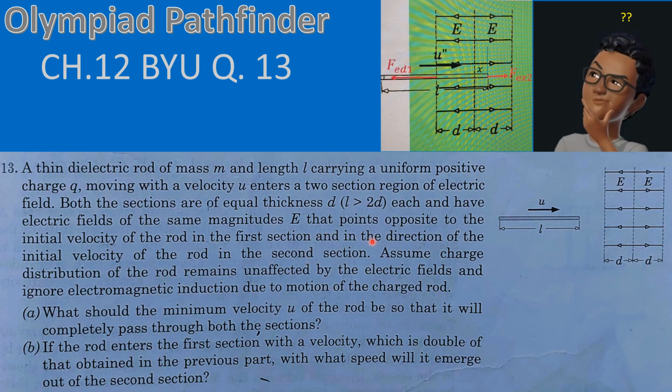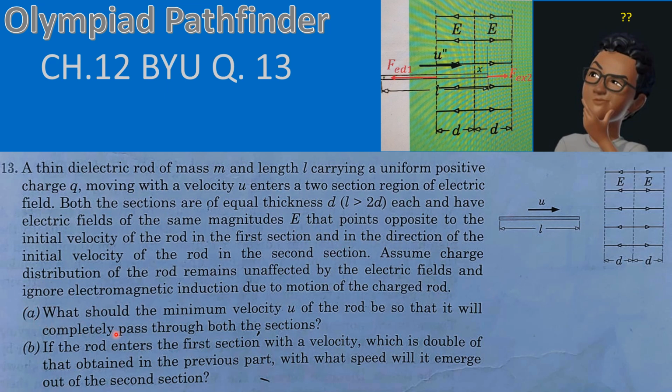that points opposite to the initial velocity of the rod in the first section and in the direction of the initial velocity of rod in the second section. So assume the charge distribution of the rod remains unaffected by electric fields and ignore electromagnetic induction due to motion of the charged rod.